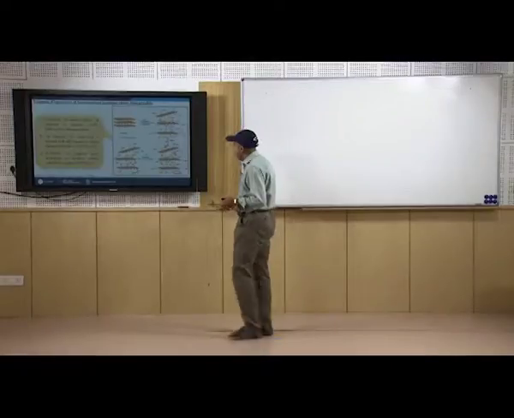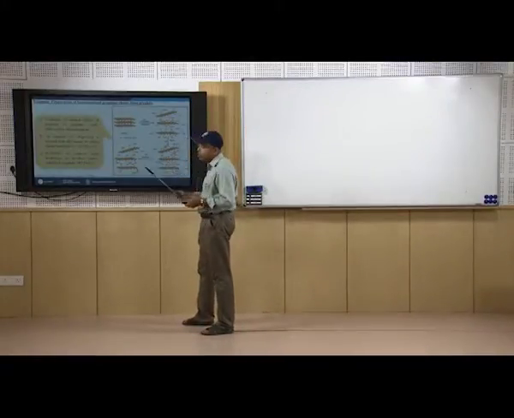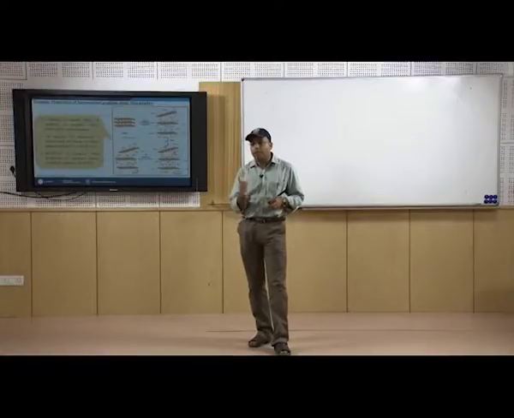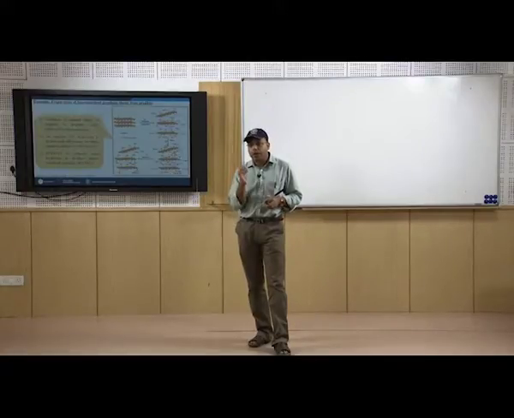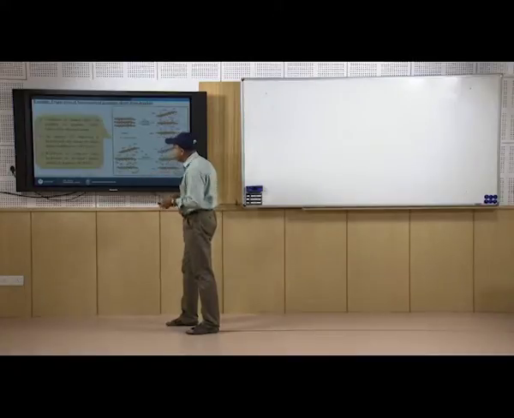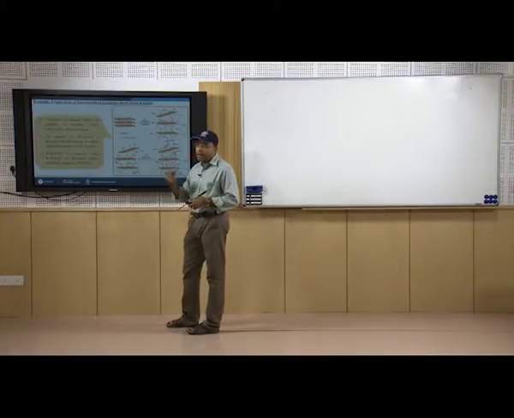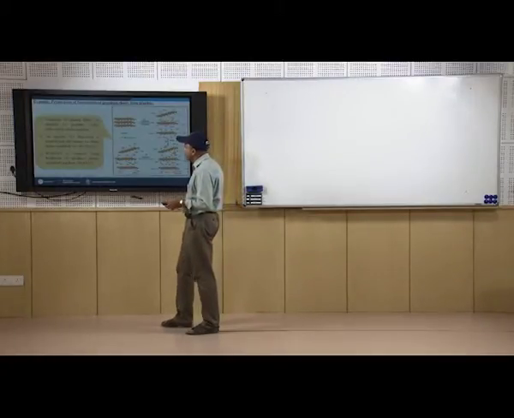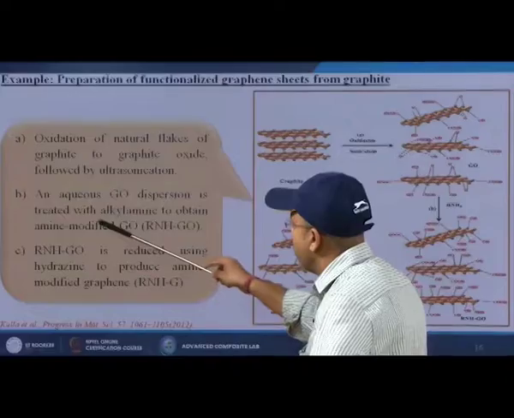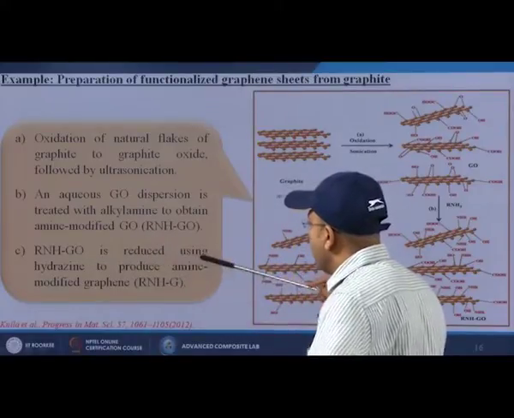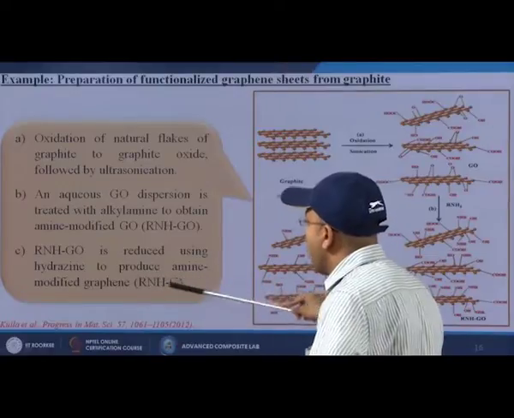After that we have to do the reduction process, which can also be done by different methods. One is the NaBH4 modification, or sometimes we can do it by hydrothermal treatment. By hydrothermal treatment also we can reduce graphene oxide to reduced graphene oxide. So by these methods we can simply delete some functional groups so that single layer graphene or few layer graphene can be obtained. Aqueous graphene oxide dispersion is treated with alkylamine to obtain the amine modified graphene oxide. Then the amine modified graphene oxide is reduced using hydrazine hydrate to produce the amine modified graphene.